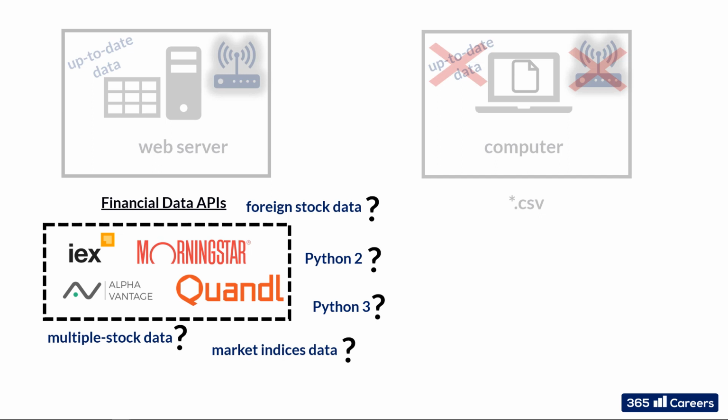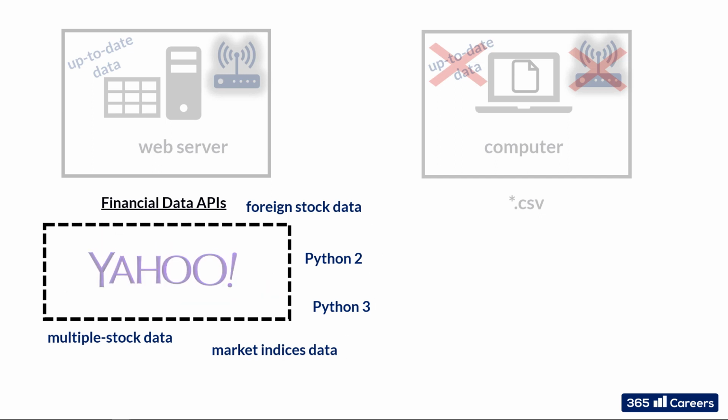Actually, there is a free API, the Yahoo Finance API, which provides all of the above-mentioned types of data, and it does that for any version of Python. Being perfect for our objectives, it is the API on which we have based our entire course. That's why, as you proceed, you will see we have used Yahoo as a data source in our code.